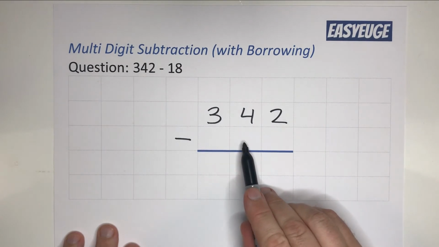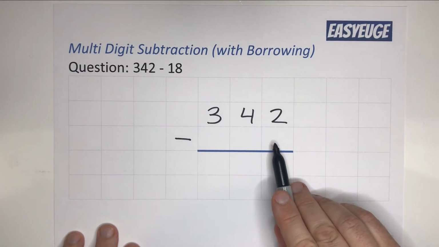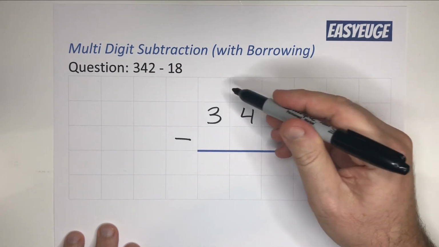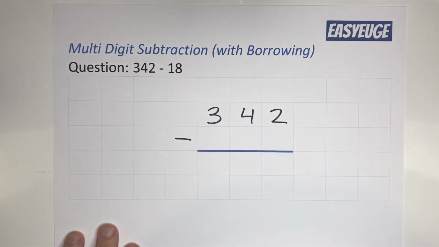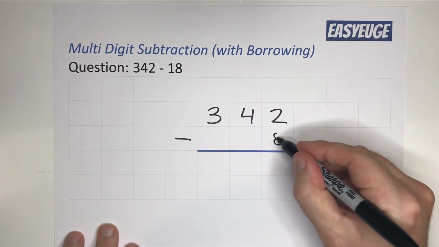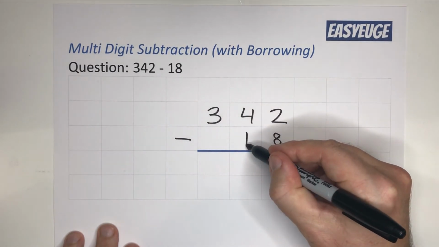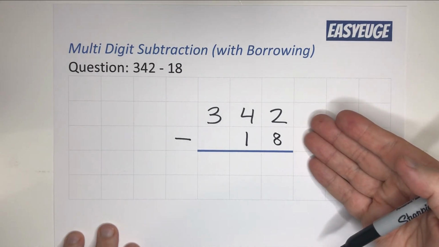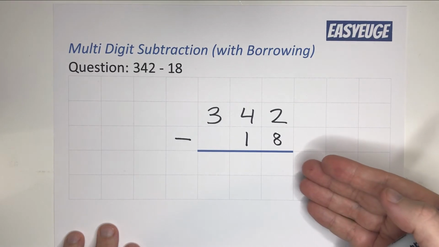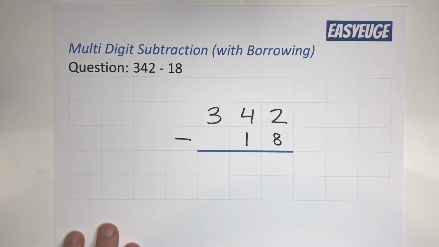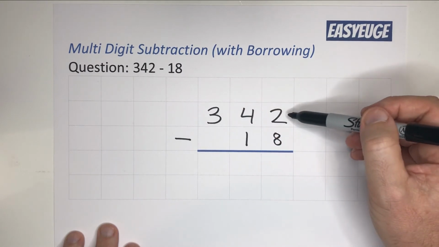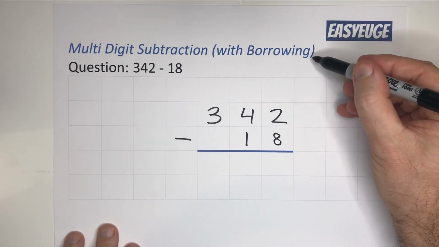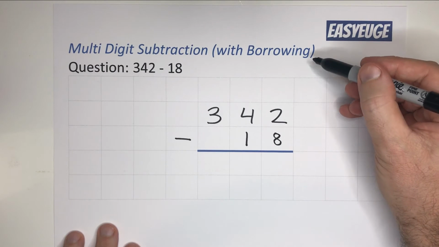Now where do we put this 18? Will I put the 1 and 8 here, or will I put them here? So remember that we have a column for units, a column for tens, and a column for hundreds. An 8 is a unit, so it goes over here. And a 1 is a 10, so it goes here. If you keep it nice and neat, everything will work out properly. So that's 342 subtract 18. Let's get started and let's use this borrowing technique again.